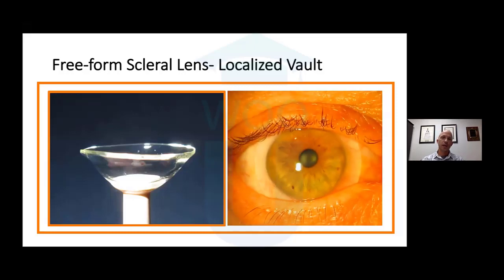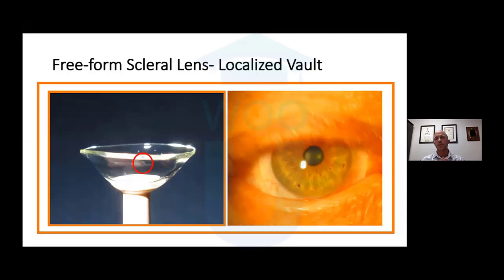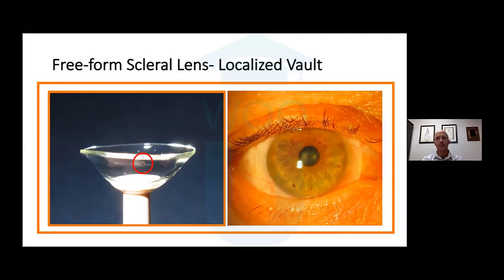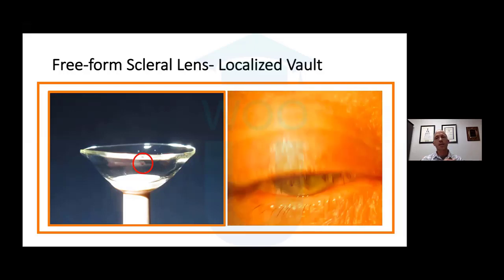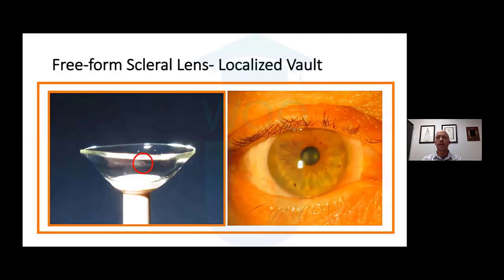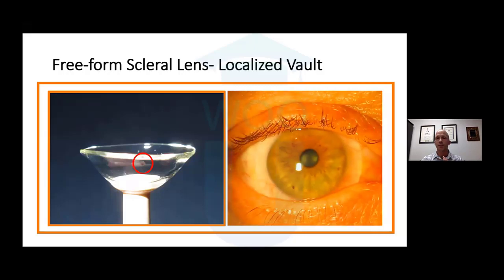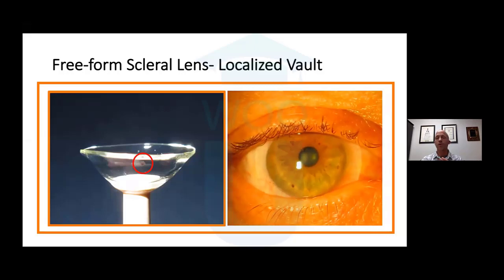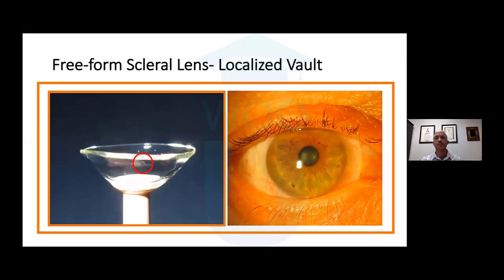Now, something to keep in mind is that when we add these vaults over the landing zone, the lens has to be rotationally stable. So his lens is rotationally stabilized just by the free-form nature of the design, matching up the landing zone like a puzzle piece to his eye. There's a black dot indicator on the lens so that the patient knows rotationally in space where and how to apply the contact lens. In this case, the black dot goes at the 6 o'clock position.